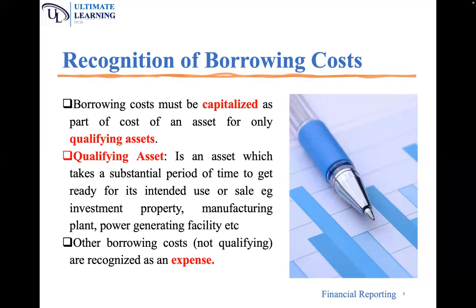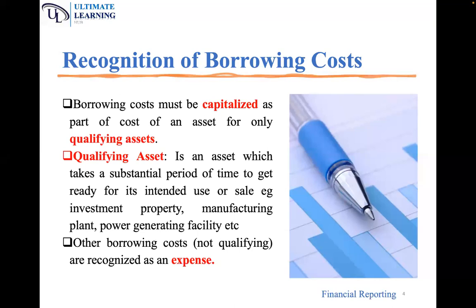So any asset that can take you more than 6 months to finance or construct is a qualifying asset. Note that a qualifying asset is an asset that takes a significant period of time to be ready for its intended use. Now, if there are borrowing costs on this type of asset, we normally capitalize the borrowing cost. What is capitalization? To capitalize is to include it in non-current assets.